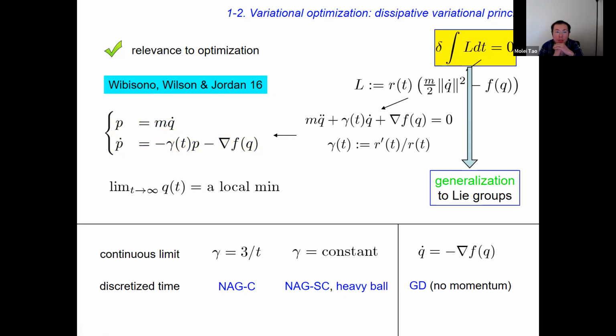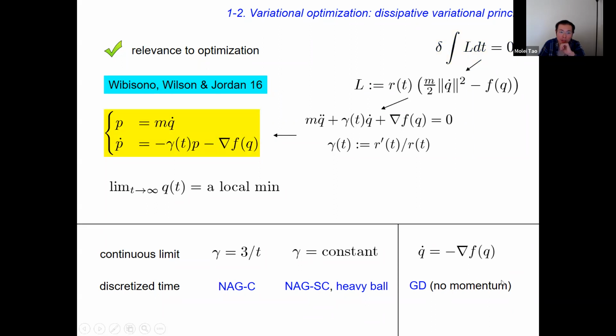Okay, so why am I doing all these? The reason is, let me go back. If you stare at this dynamics, this system of ODEs, and you try to extend it to manifolds, it's not easy, because suppose Q is on the manifold, then what is P? You may think that P is in the tangent space, but in fact, if you are a geometric mechanics person, P is actually in the cotangent space.